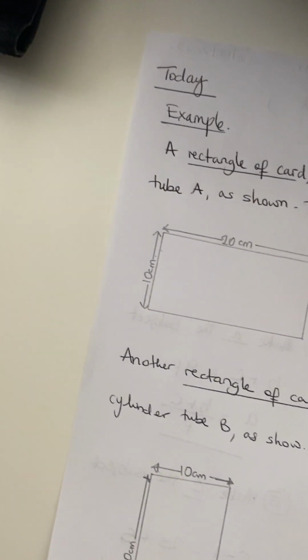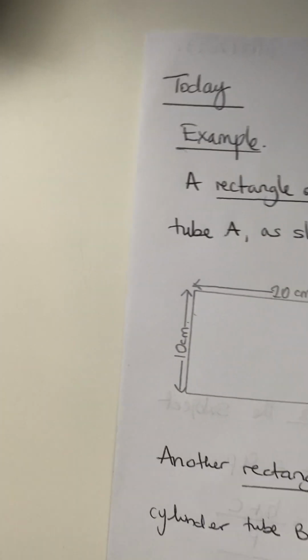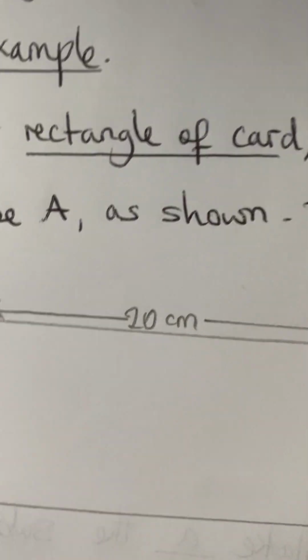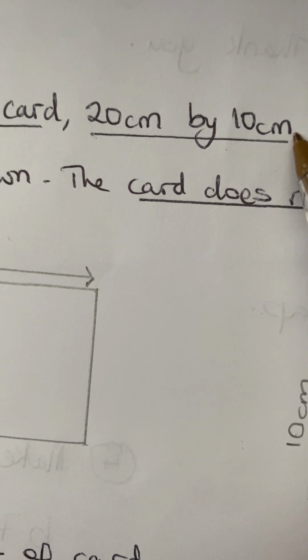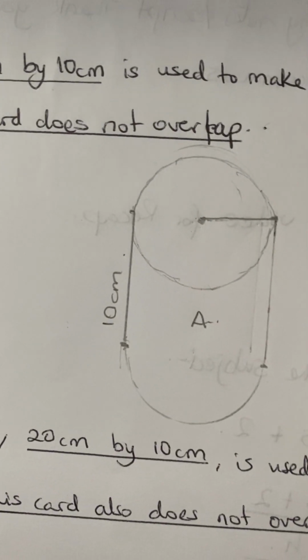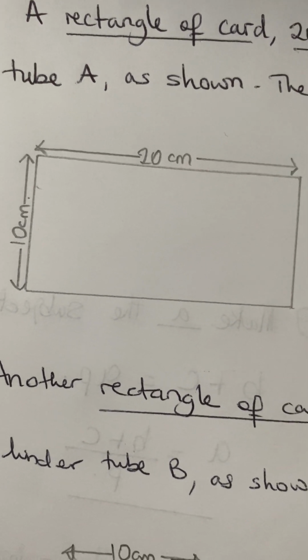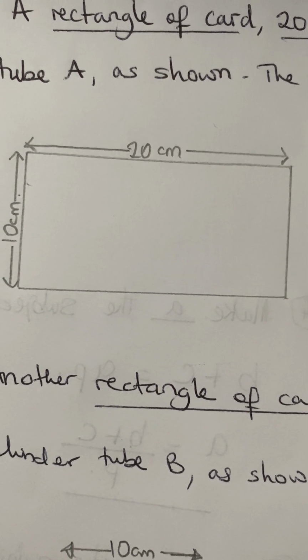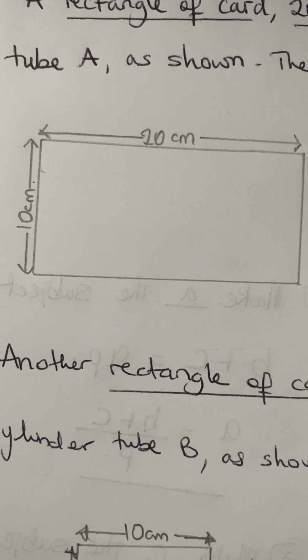Now today we are going to look at some equations. Okay, now this is an example. A rectangle of card 20 centimeters by 10 centimeters is used to make a cylinder. You remember I did a video on cylinders a day or two ago, there was a video about a cylinder.